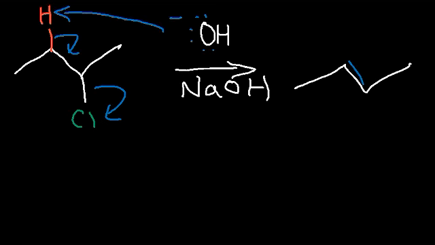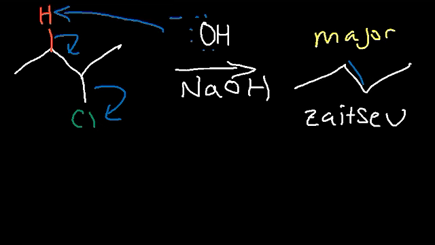So keep in mind, we can get the other products too. We can get the trans-2-butene isomer, the cis-2-butene isomer as well, and 1-butene as well. But this is the major product, which is known as the Zaitsev product, since we have a fairly stable alkene compared to the other options that are out there.